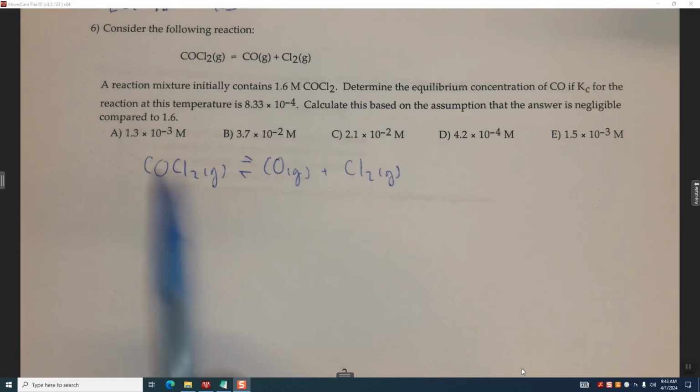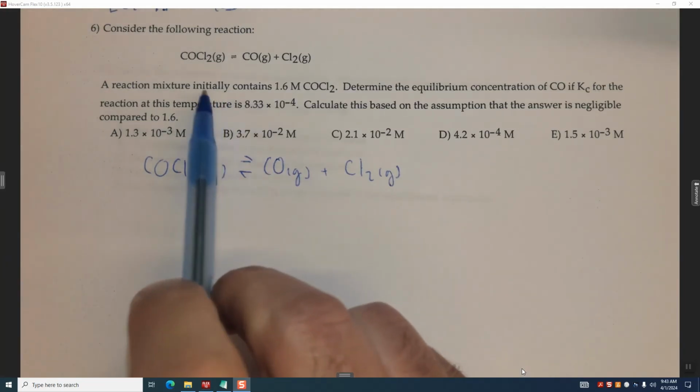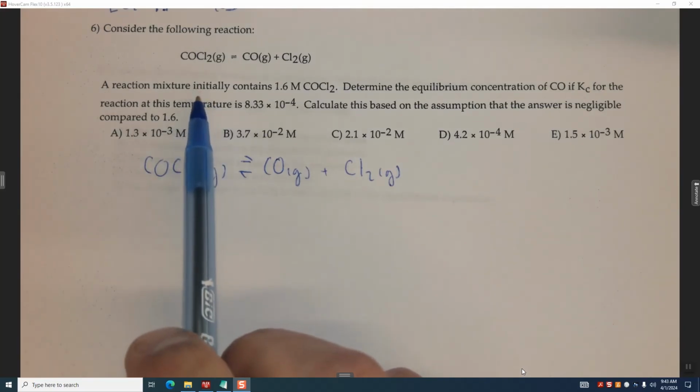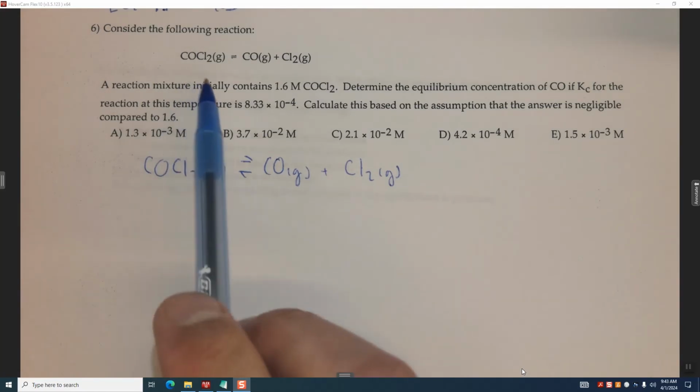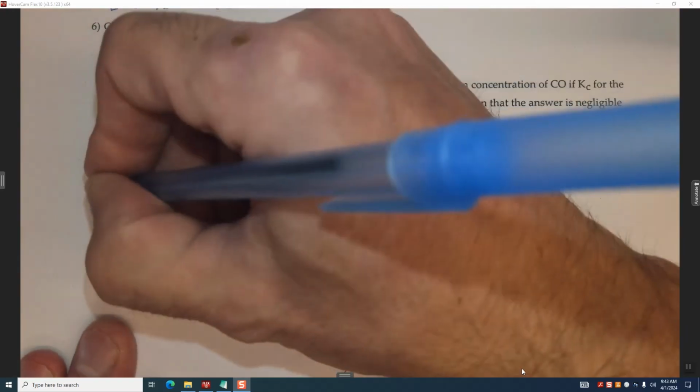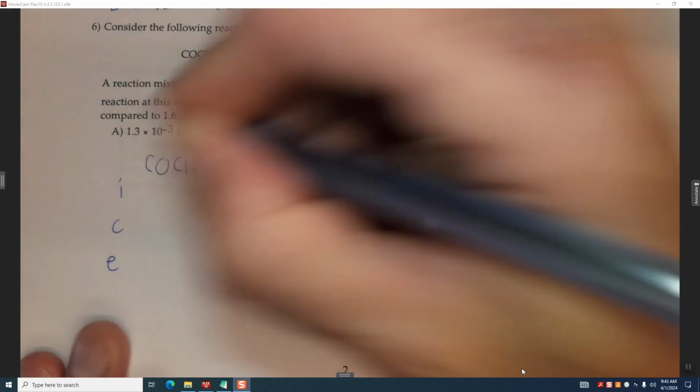So I just rewrote the reaction down here. Here we're going to need an ice table. Why do we need an ice table here and not in the previous case? Because in this case we're given the initial concentrations. In the previous two problems we were given the equilibrium concentrations. When you're given the initial concentrations, you have to use an ice table. So we're going to use initial, change, and equilibrium.